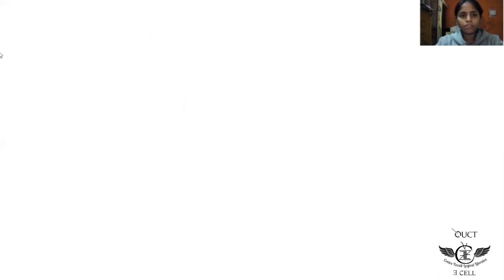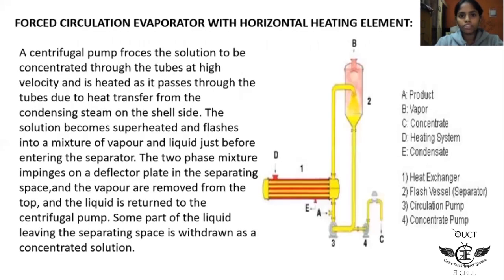Today I'm going to explain about the forced circulation evaporation with a horizontal heating element. There is a vertical heating element as well, but I'm going to explain the horizontal one. Different equipment includes the falling film evaporator and climbing film evaporator as well. So this is the heat exchanger. The horizontal heating element is the heat exchanger. The 3 indicates the centrifugal pump, 4 is the concentrating pump, and 2 is the separator or flash vessel.